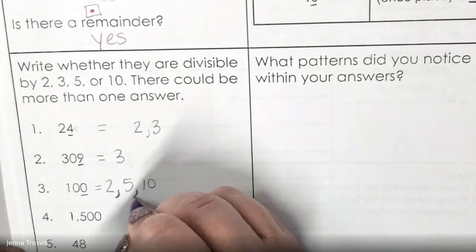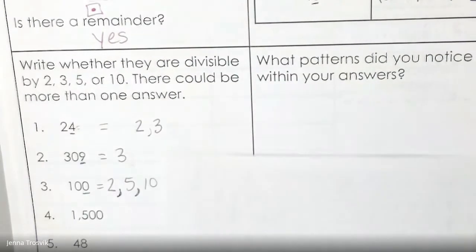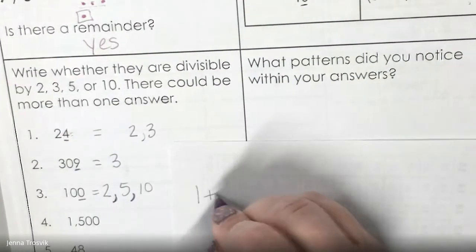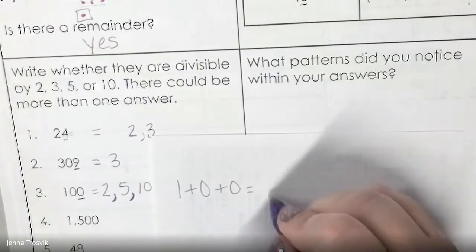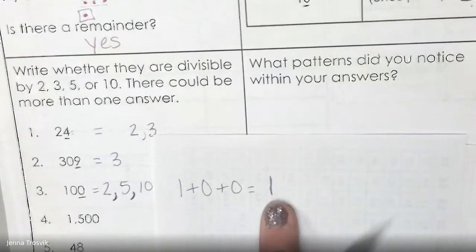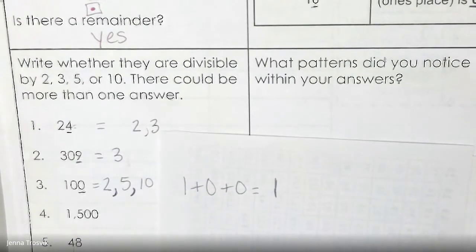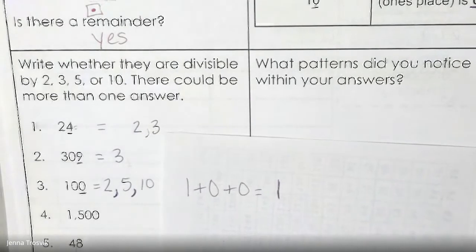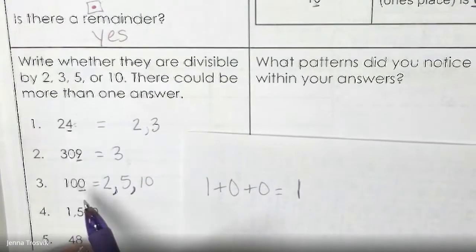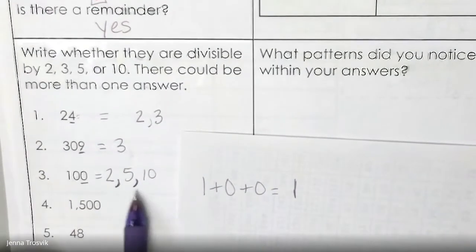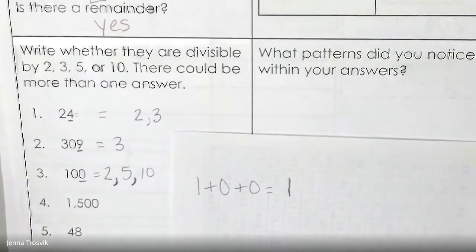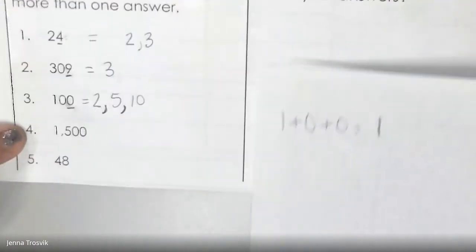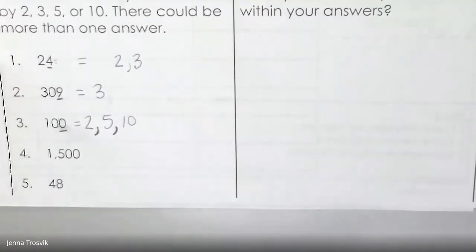Now the only one we'll need to check is 3. In order to do that, I'm going to take my digits 1, 0, and 0 and add them up. I get a total of 1. 1 is not divisible by 3 equally, because I can't split 1 three times equally without getting a decimal. So therefore, these are my only numbers I can divide equally from 100. Next one, number 4, we have 1,500.